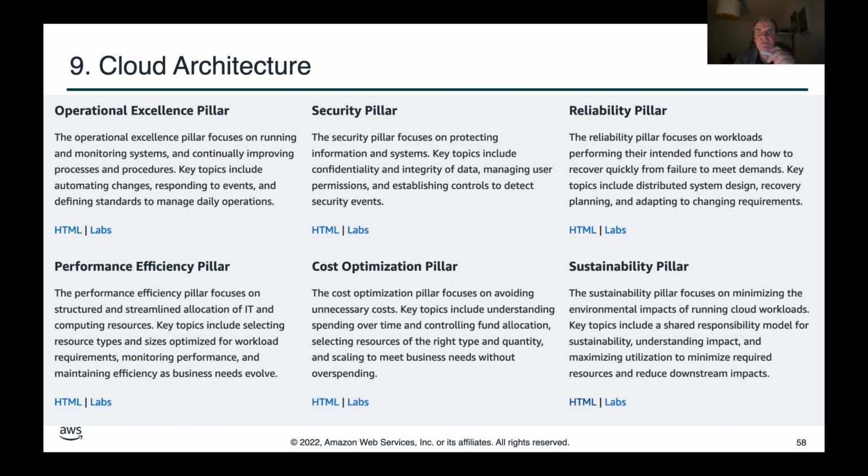So it's very important for the certification that you understand each of the different areas here: operational excellence, security, reliability, sustainability, cost optimization, and performance efficiency. Those are the core principles of the well-architected framework.